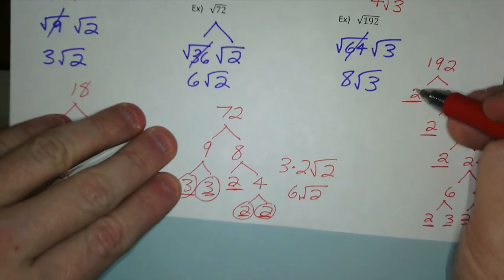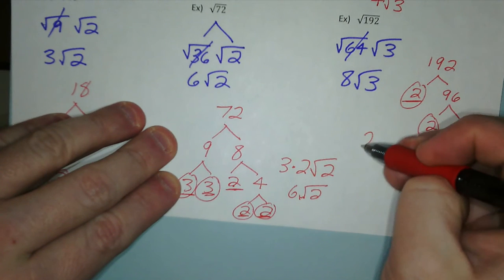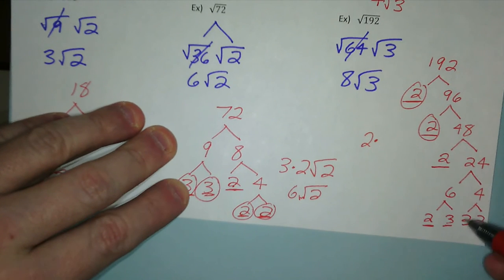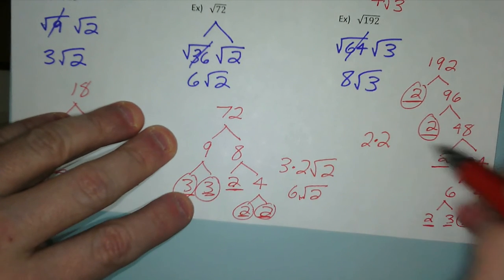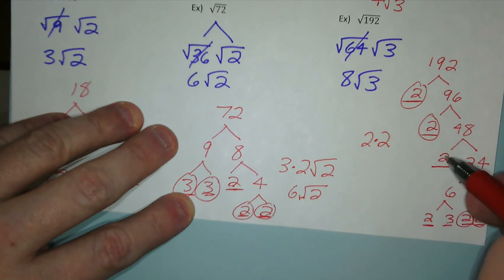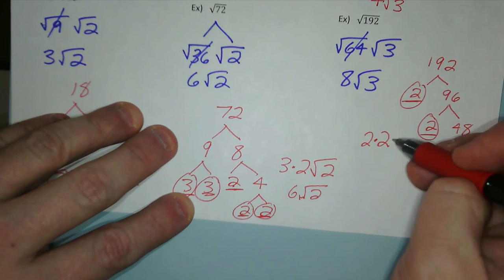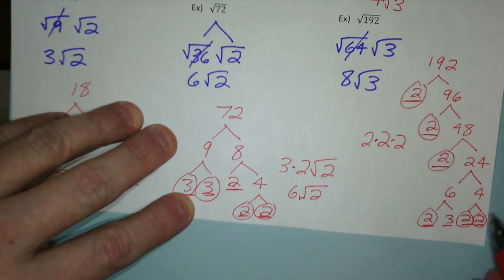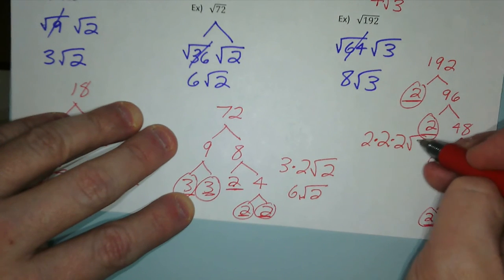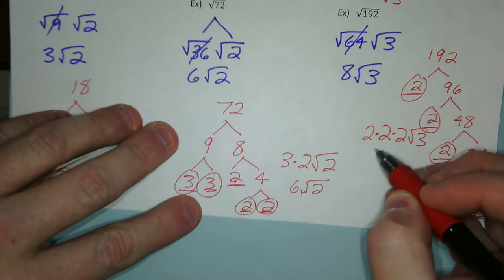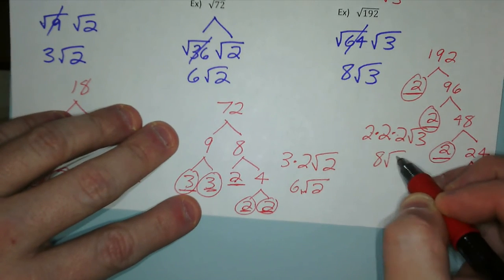So look at all these numbers I have now. We have a pair of 2s right there. We have another pair of 2s. Another 2 comes out. Now check it out. We have another pair of 2s. And I think one single 3 right here. So 2 times 2 times 2 is 8 root 3.